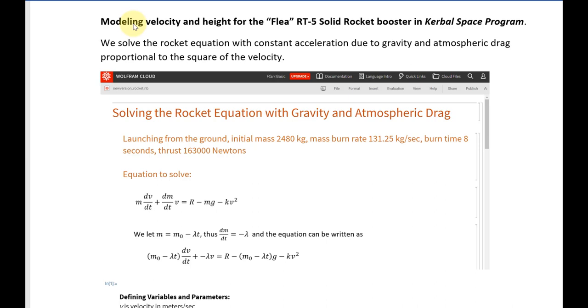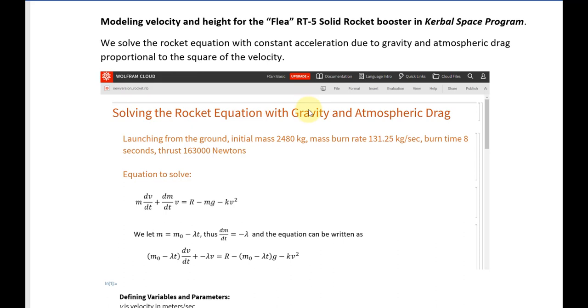Okay, so that's it. We're modeling the velocity and height for the Flea RT5 solid rocket booster in the game Kerbal Space Program. And so we're going to solve the rocket equation with constant acceleration due to gravity and atmospheric drag that's proportional to the square of the velocity. The first thing I did to solve this is I went to this Wolfram Programming Lab online. You can create a free account here, and it's a really powerful tool.